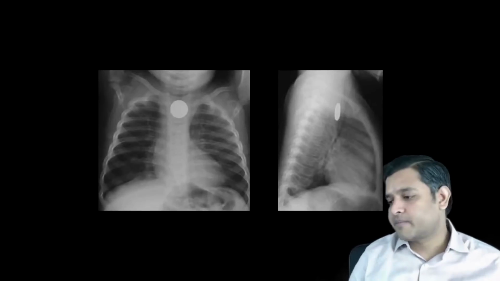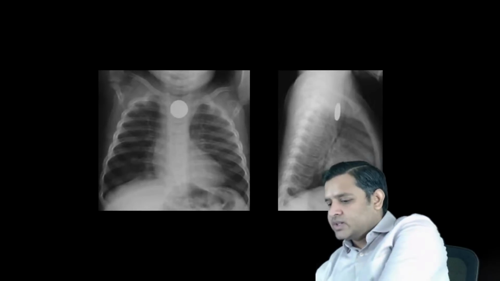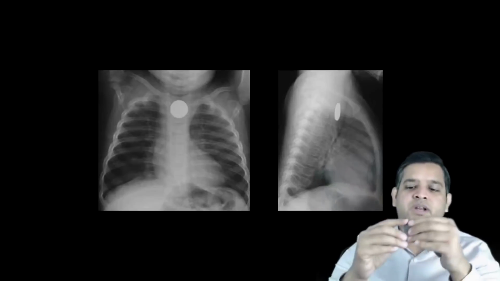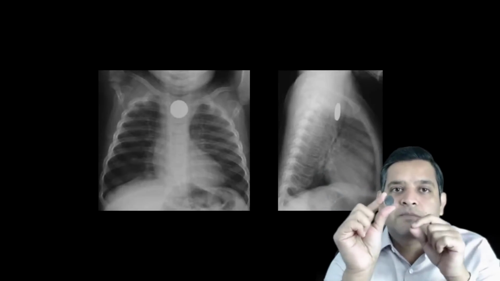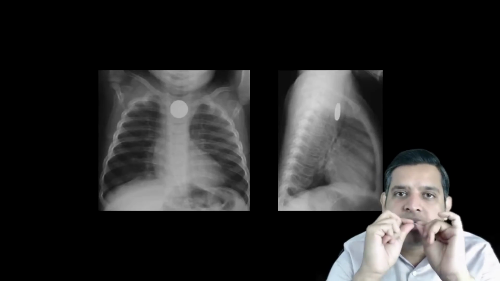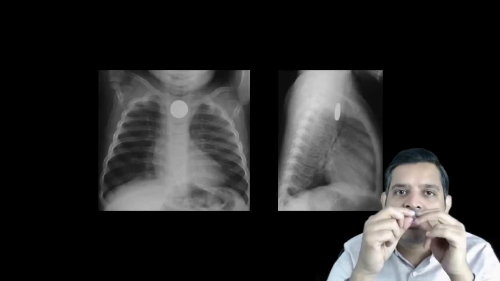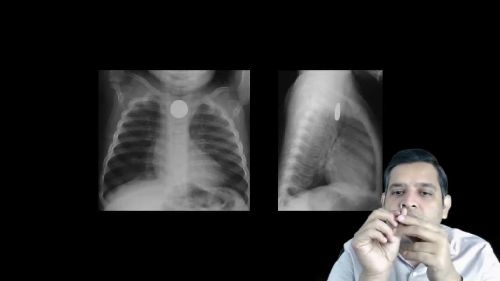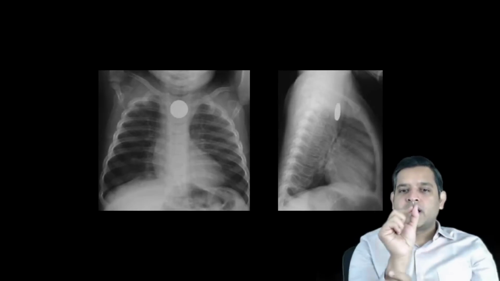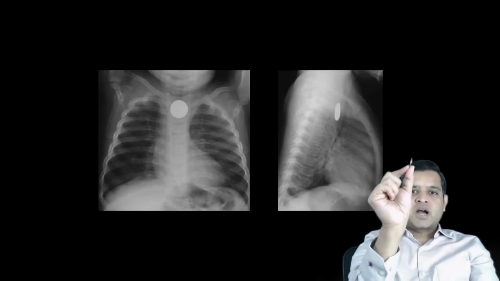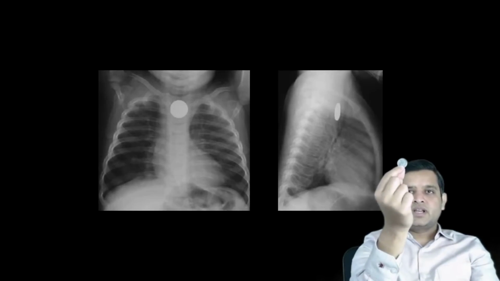Now what do you see here? Now this is a very important image. There are very high chances that you're gonna see this image in the exam. I'll just try to explain it to you. Now see, this is a coin. If the child has swallowed a coin, the coin can enter into the esophagus, or the coin can enter into the trachea. If the coin enters into the trachea, it has to pass through the vocal cord, and it will be seen like this in the image. However, if it is in the esophagus, it will be seen like this.